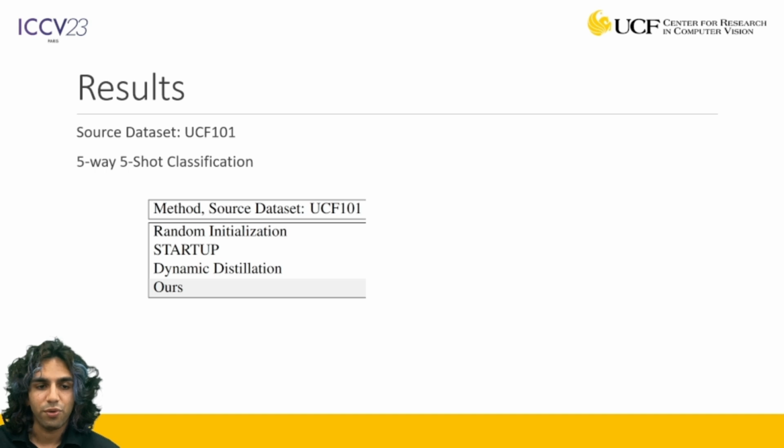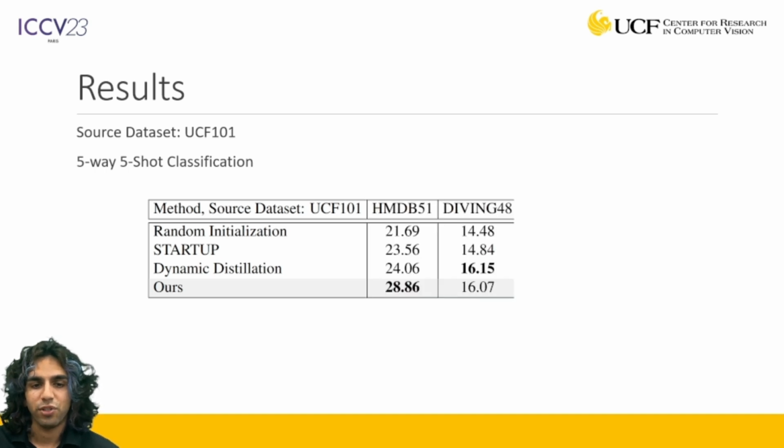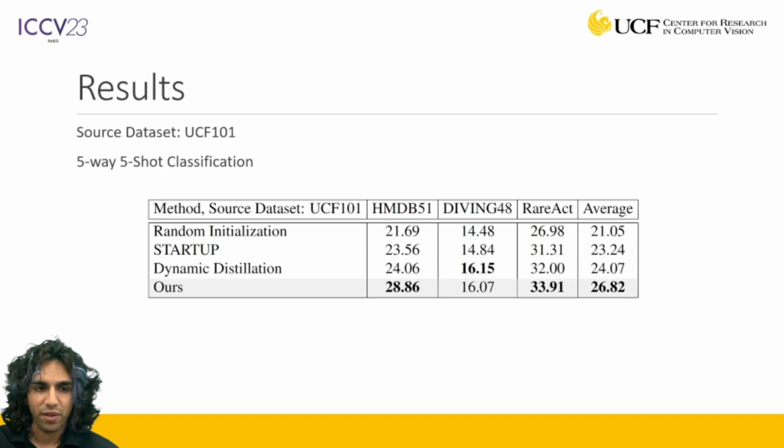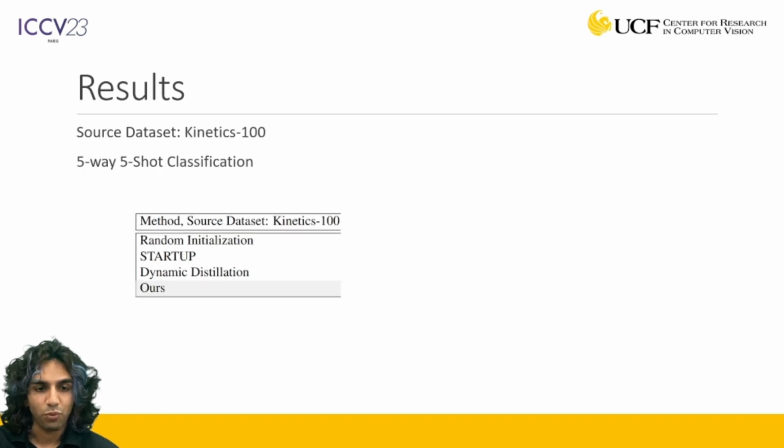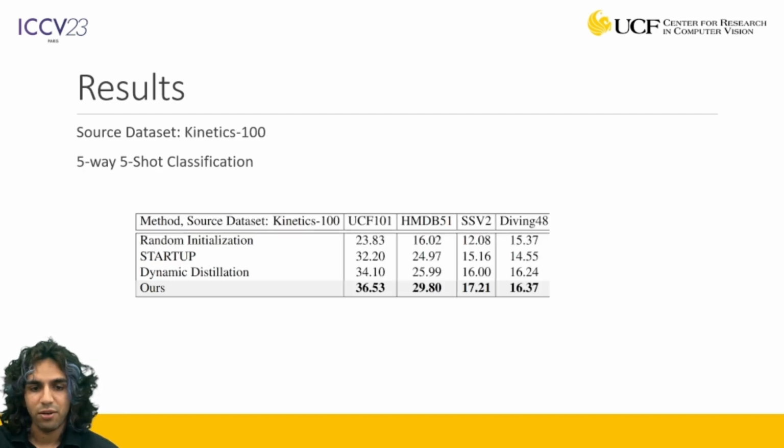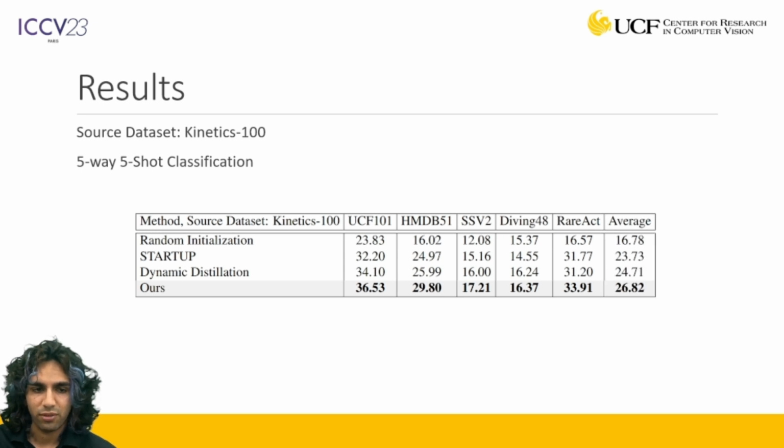We also show our results using UCF101 as the source dataset instead, and have a similar improvement, as well as use Kinetics 100 as the source dataset. And again, we have an improvement over the previous benchmarks.